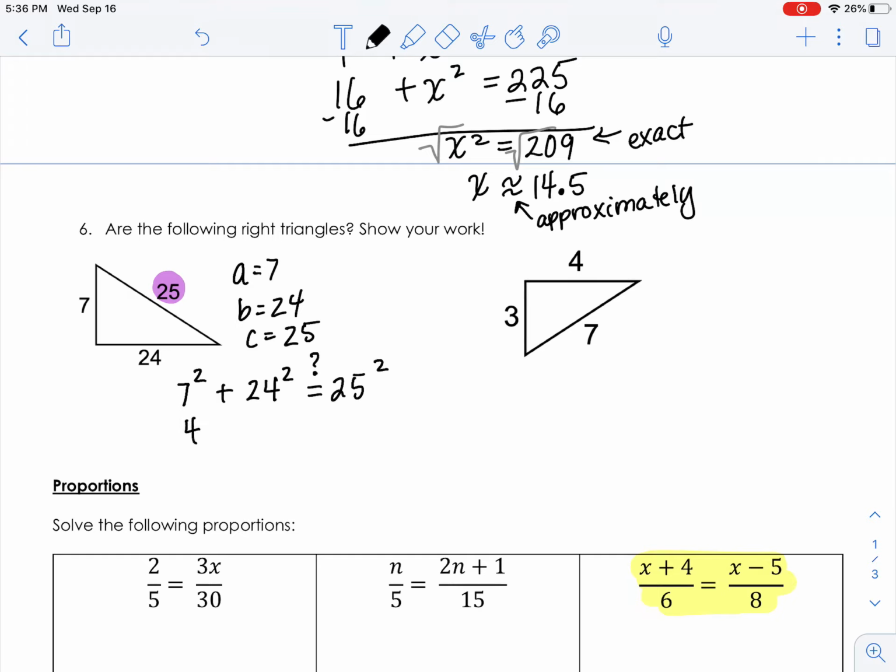So then we do 49 plus 576 equals 625. Then we do that addition. And by golly, it is. We get 625 equals 625. So that means this is a right triangle. Yay, right triangle.